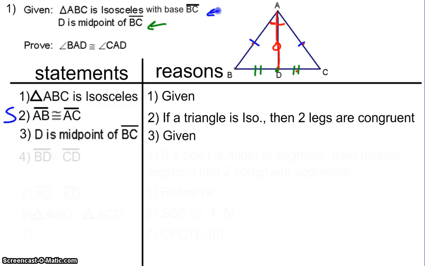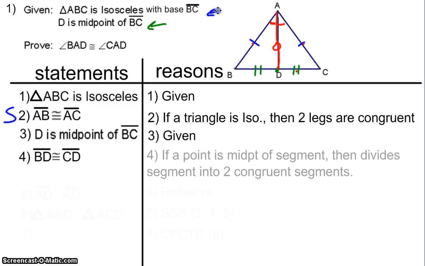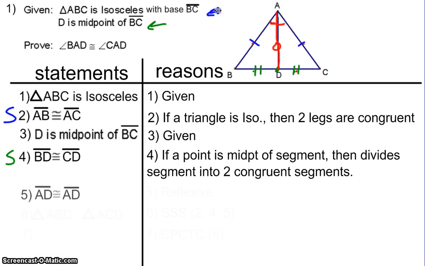and as we stated before, if a point is a midpoint of a segment, then it divides the segment into two congruent segments, and that gave us another pair of sides in our two triangles. Then we were missing a third piece of information to prove the triangles are congruent, and that was that we had a reflexive side.